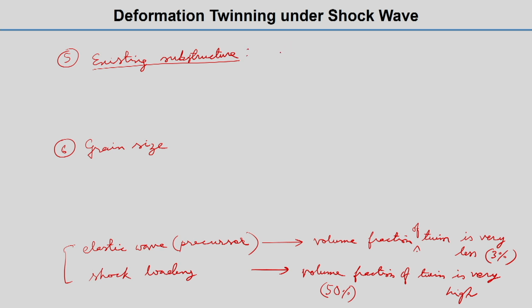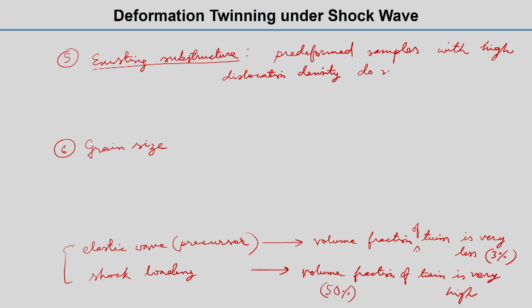Sometimes if the samples are pre-deformed, samples with high dislocation density. So as you know, if it is pre-deformed, the deformation generates dislocations, so that means the dislocation density will be high. So these samples do not twin at all, or sometimes they twin but less twinning, that means they do not twin much.